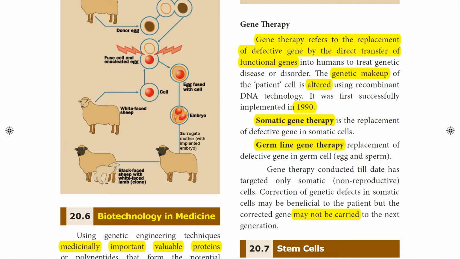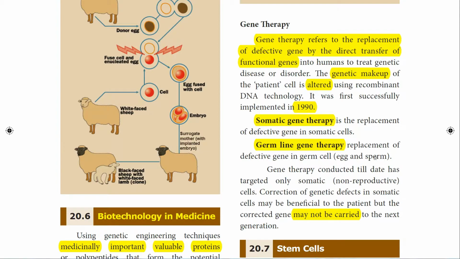This gene therapy is classified into somatic gene therapy and germline gene therapy. Somatic gene therapy refers to the replacement of the defective gene in the somatic cells or the body cells. Germline gene therapy refers to the replacement of the defective gene in the germ cells. Germ cells, I hope you all know.